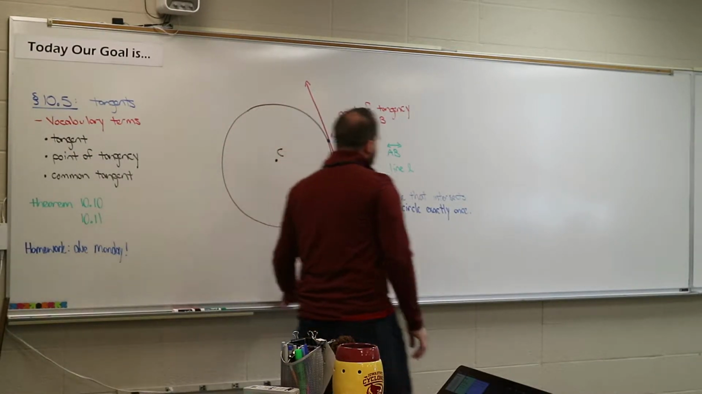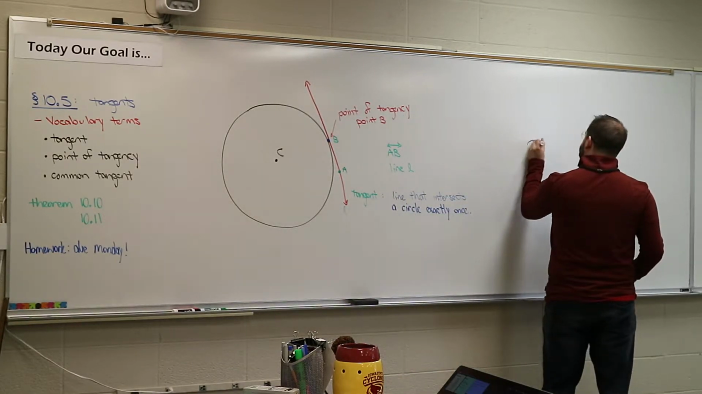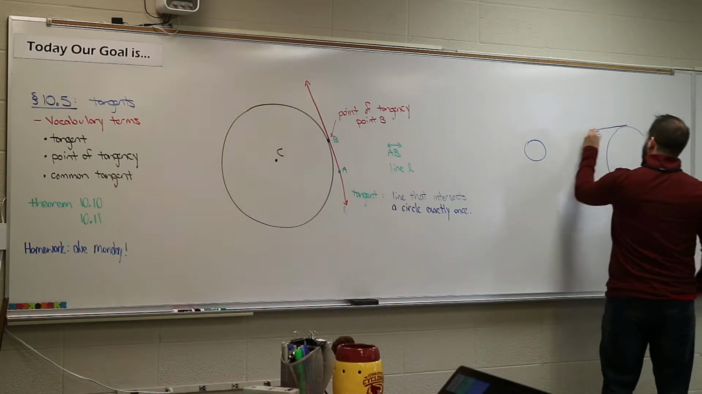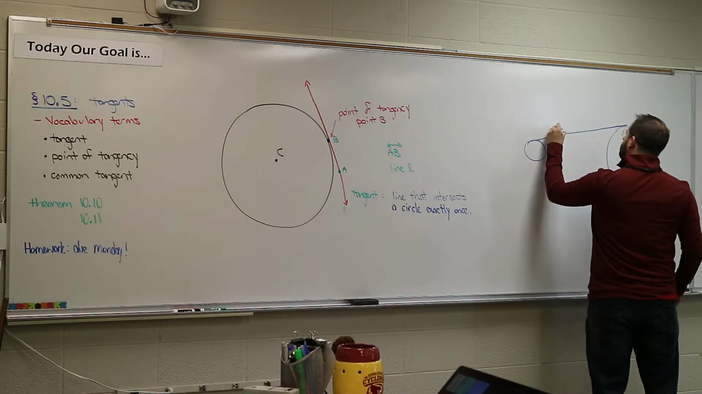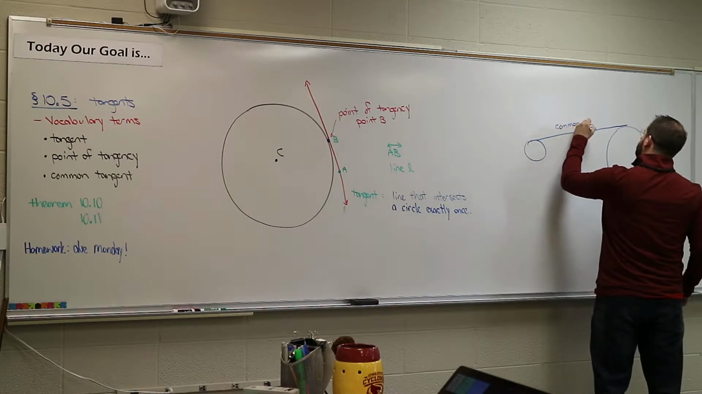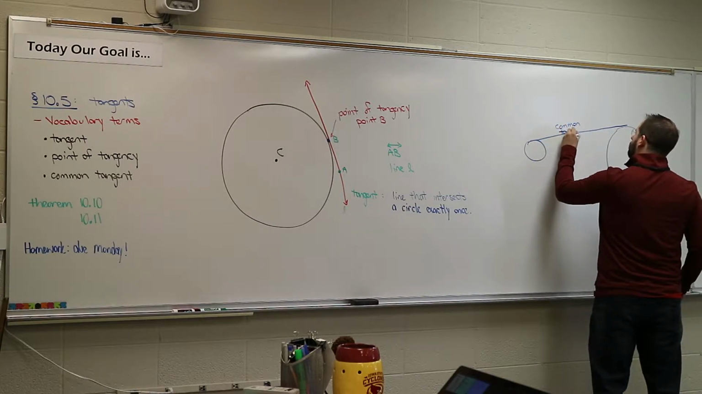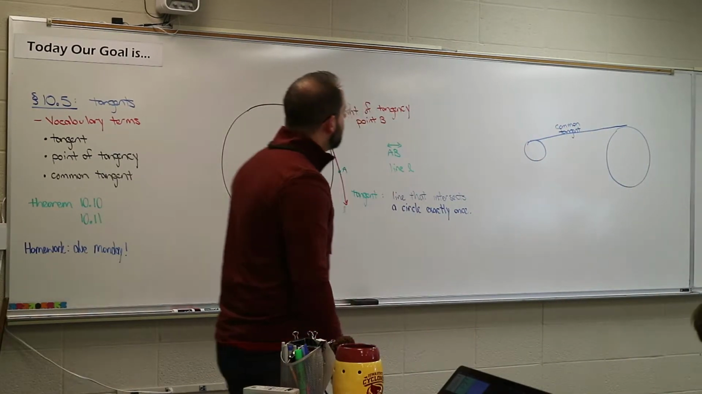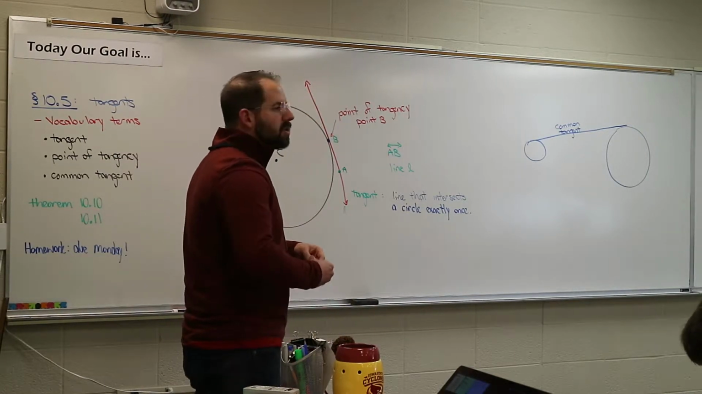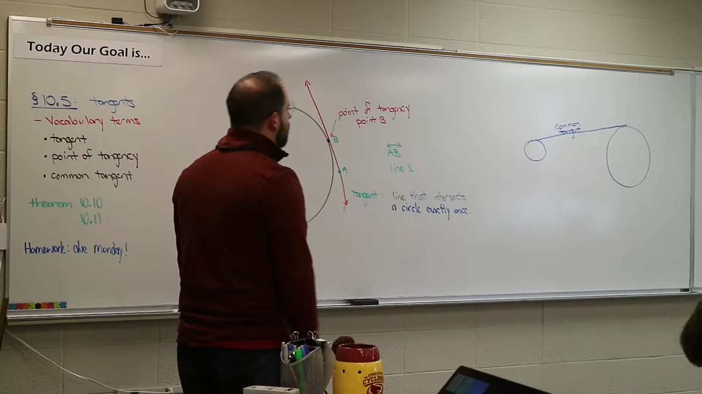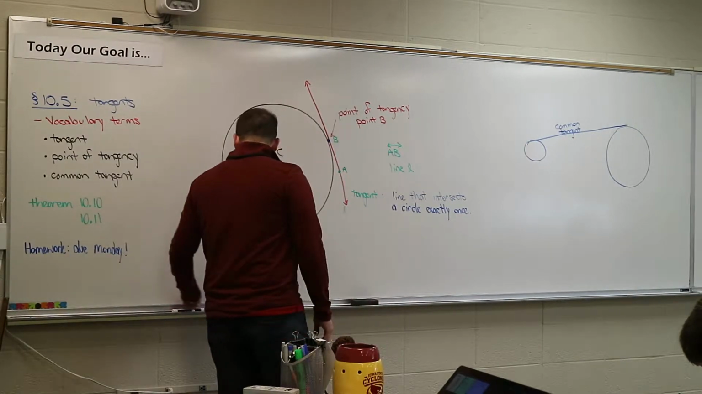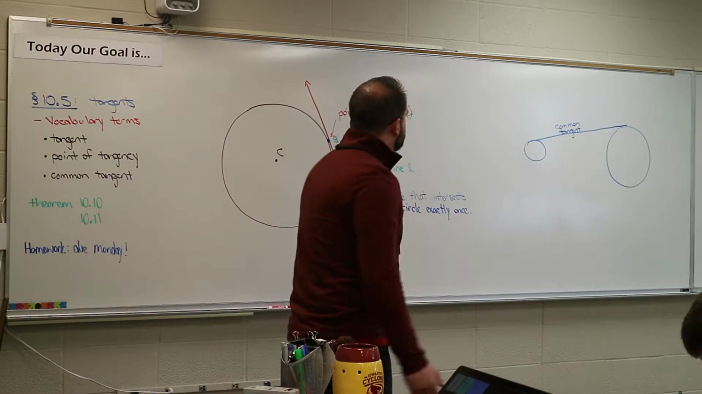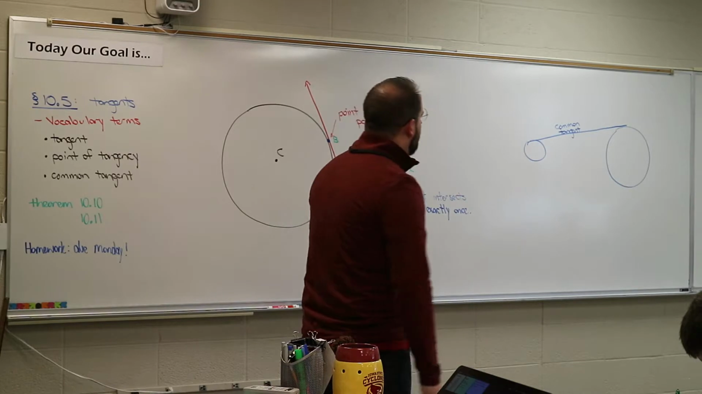So in fact, let me draw that. So like on a bicycle, you have that back sprocket, you have that front sprocket where your pedal's at. The actual chain itself, this is a common tangent. It is a line that is tangent to both circles at the same time. Now there's two types of common tangents. There's two types, but usually this is what most people think of as a common tangent.